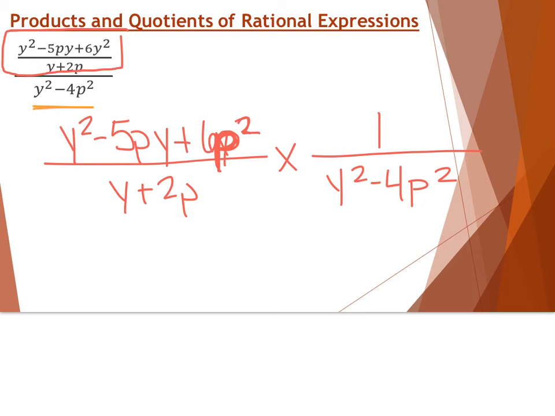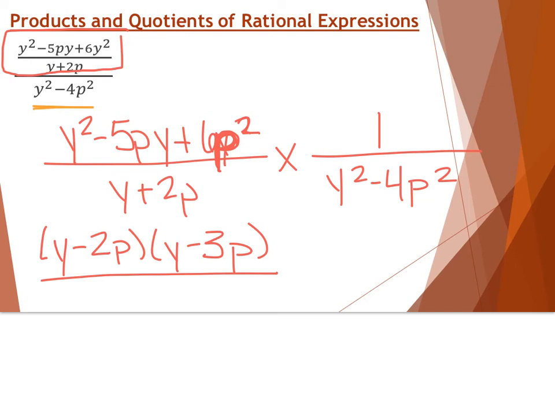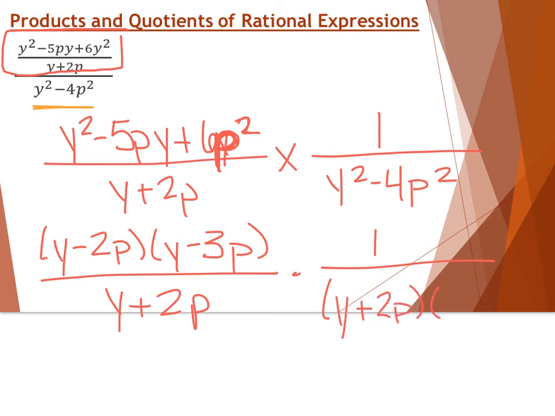Okay, now we're ready. The top of this fraction is going to become, let's see here, y minus 2p. Yep. And y minus 3p. On the bottom, we have y plus 2p. We're multiplying this by 1. And this guy down here is a difference of two squares. Y plus 2p, and we have y minus 2p. Now we can do our cross-canceling fanciness.